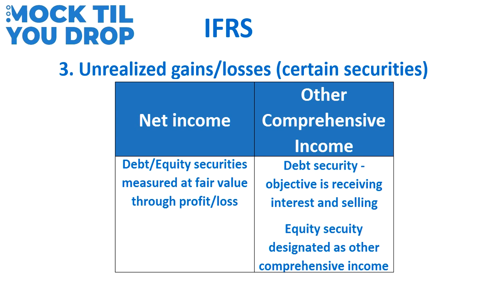Now, if you remember from the last slide, unrealized gains and losses for almost all equity securities were reflected under net income. But if you look at the language for IFRS, it's basically the same as what is used for US GAAP. Under IFRS, if the objective of the firm for a debt security is to receive interest and for selling, it would fall under other comprehensive income, which is similar to US GAAP where a debt security is held to maturity, so it pays interest, or is available for sale.